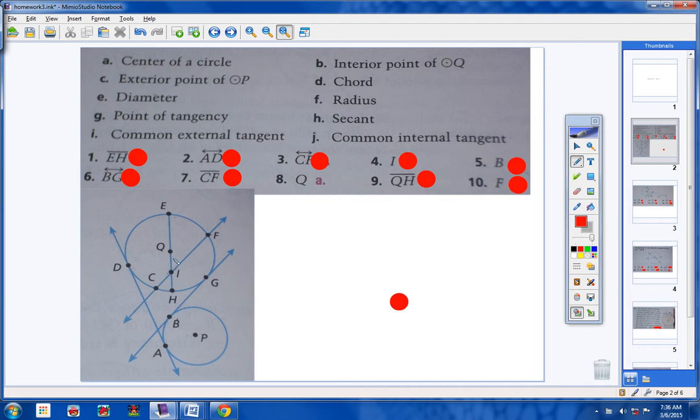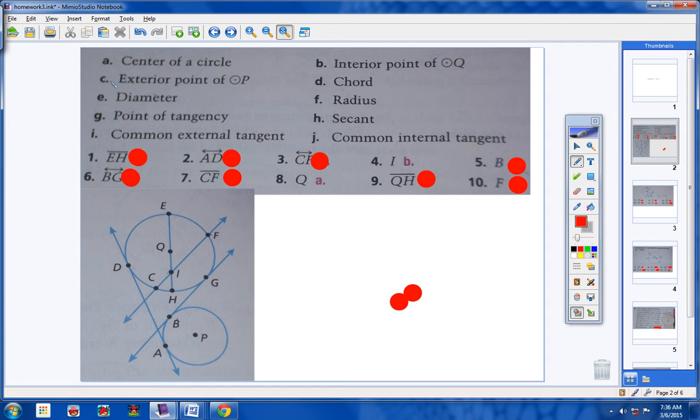Well, the only interior points I see inside circle Q would be point Q itself, but we've already used point Q right here, and then point I is also inside the circle. Okay, all these other points here lie on the circle. So point I would be inside the circle. So right here it is, point I is letter B.